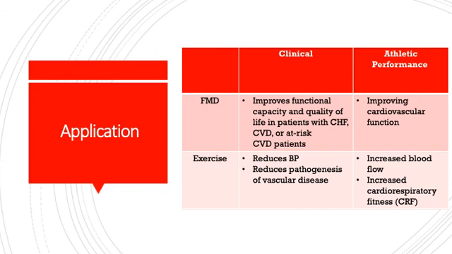And in athletic populations, we're seeing improvements in cardiovascular function, increases in blood flow, and increases in CRF. Thus, regardless of whether the athlete is in an endurance-based sport, we're seeing improvements in aerobic capacity.